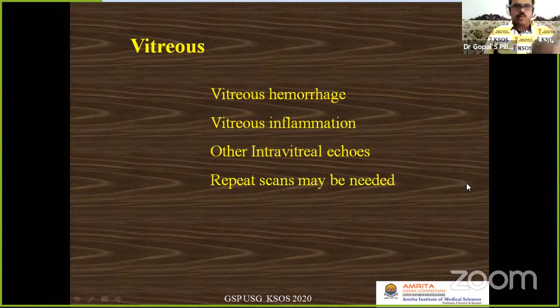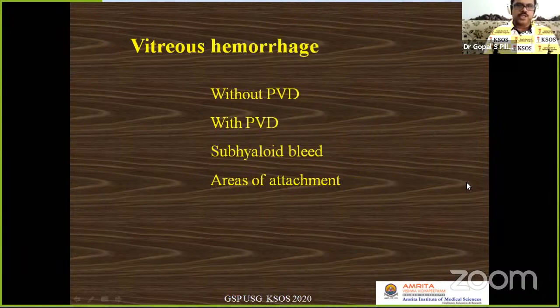Sometimes you may have to repeat the scans to see how things are changing. Now in vitreous hemorrhage, you can have it without PVD, with PVD, subhyaloid hemorrhage, and areas of attachment. These are very important. It is not just to pick up a vitreous hemorrhage.